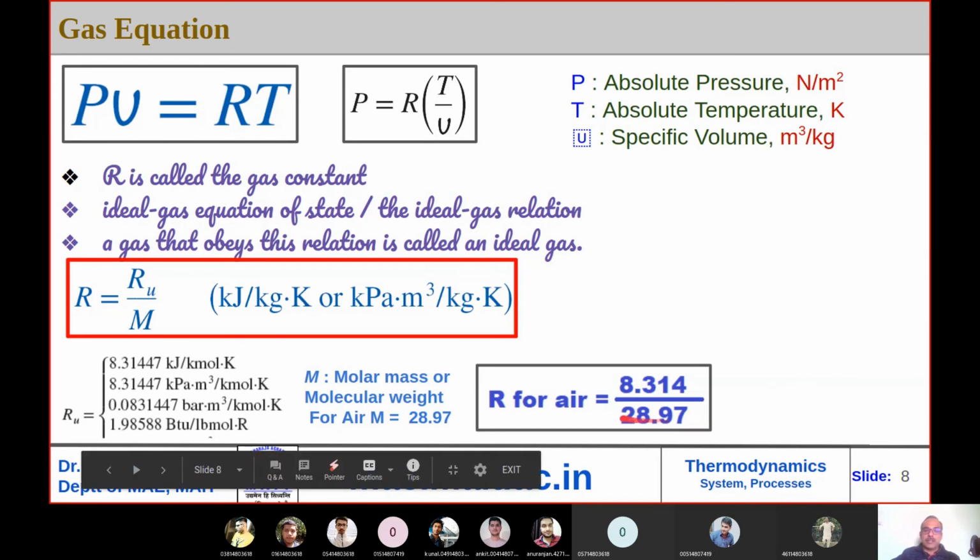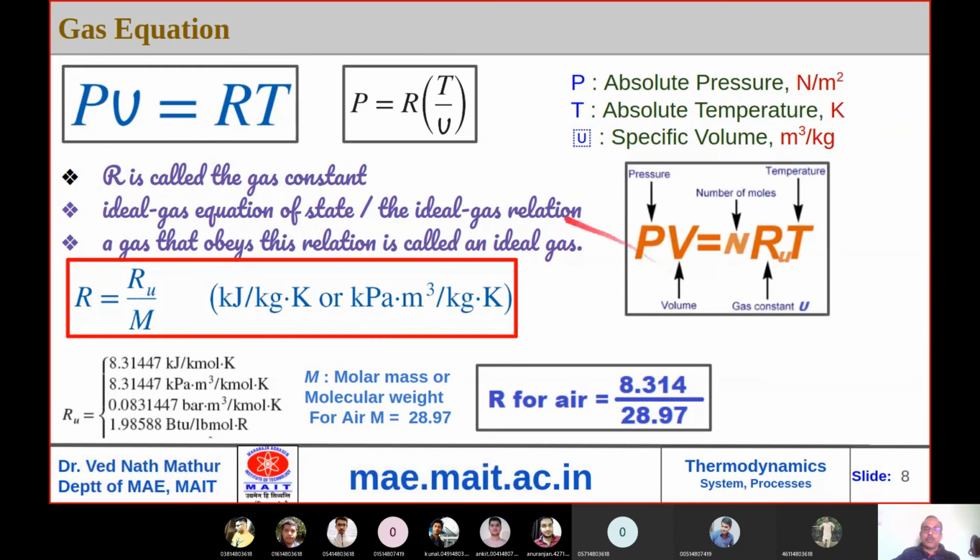But there is another type of equation similar to this, which is written as PV is equal to nRT. Now this n is the number of moles, and here this V is volume, not in terms of meter cube per kg. This volume is meter cube, of course, but if you write this equation with P and specific volume, then you can write V divided by n. In that case, this volume becomes meter cube per mole.